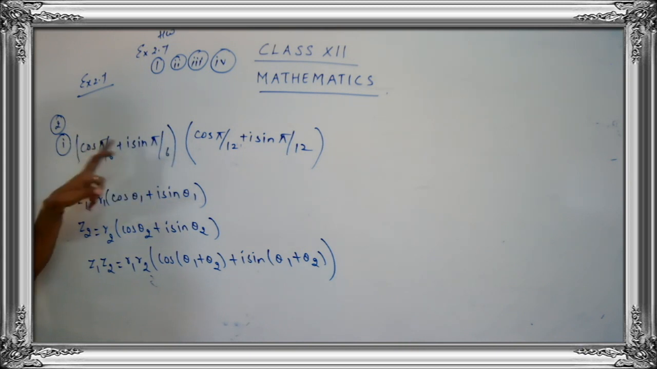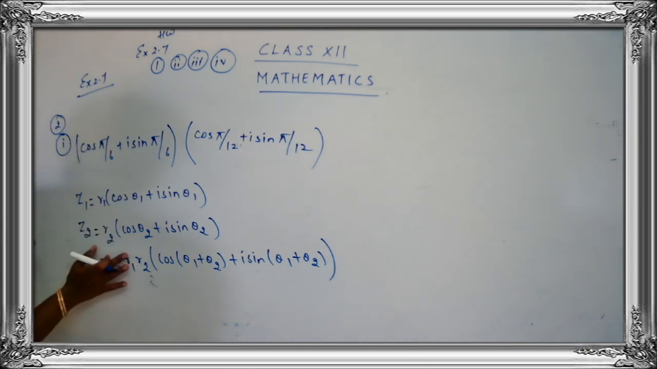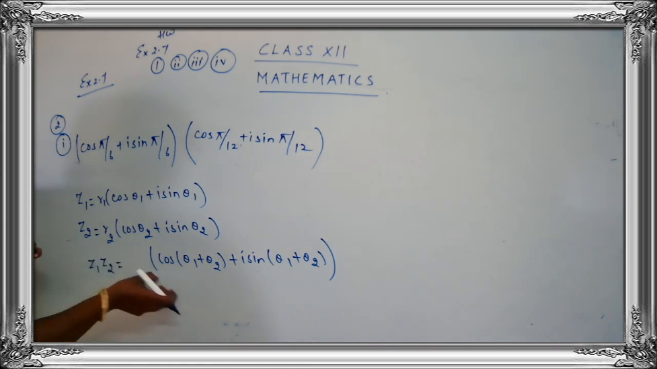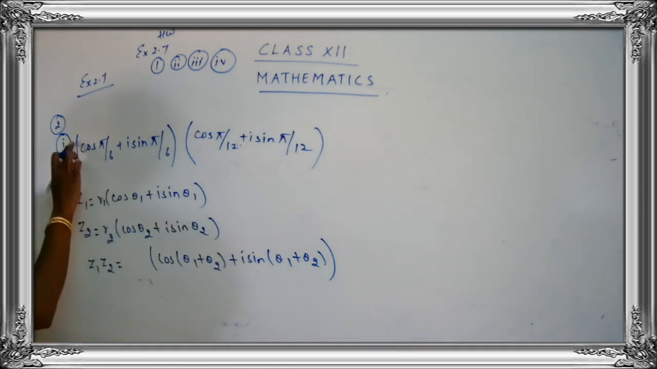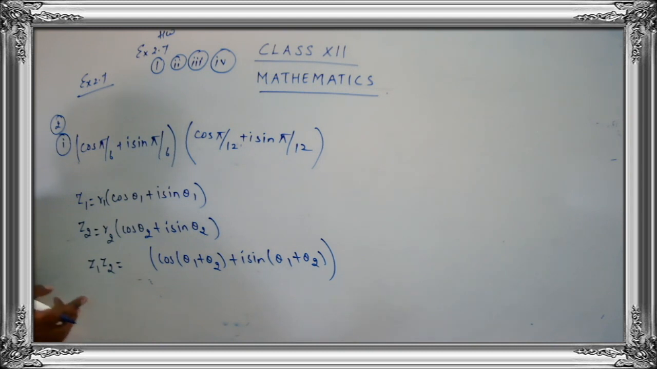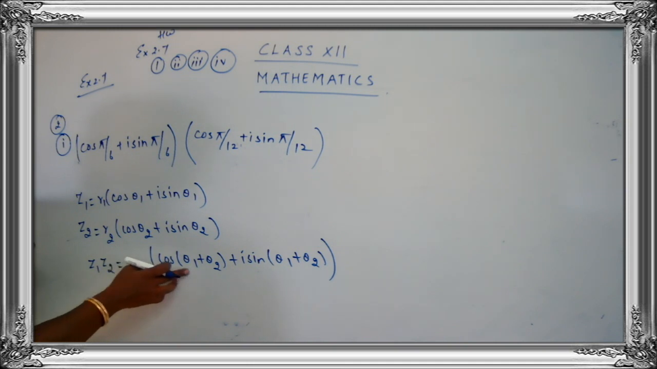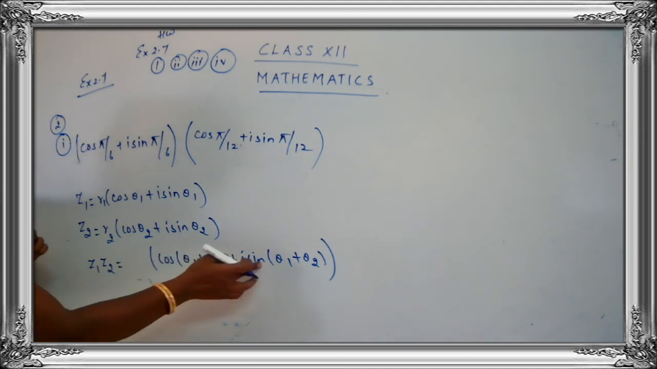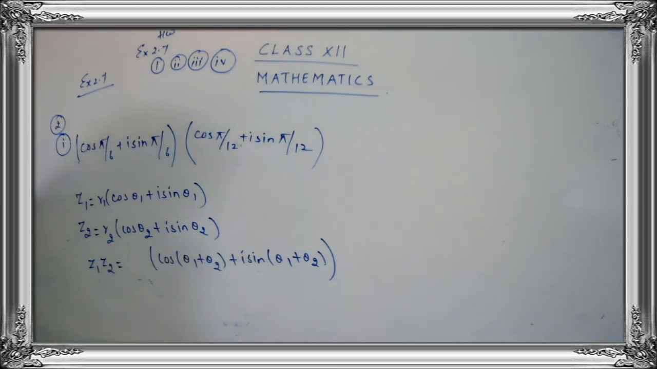But here for this sum you don't have R1, R2. So we are not going to take R1 and R2, we are going to take the remaining part, because R1 and R2 are not mentioned here, or you can just think that they are 1, 1. So 1 into 1 is going to be 1. So you are going to write the formula as cos theta 1 plus theta 2 plus I sin theta 1 plus theta 2. Okay children? So let's proceed with the answer.